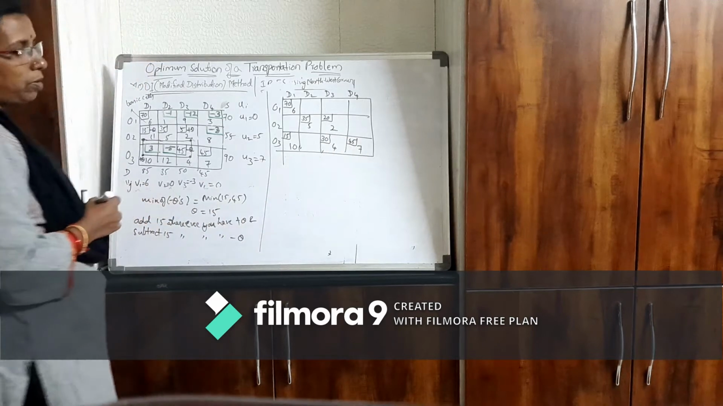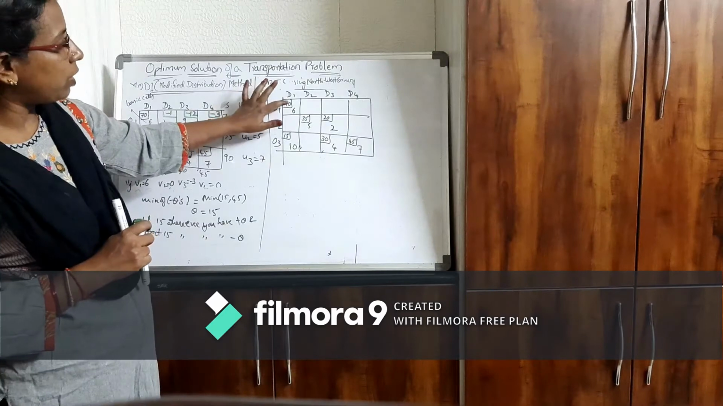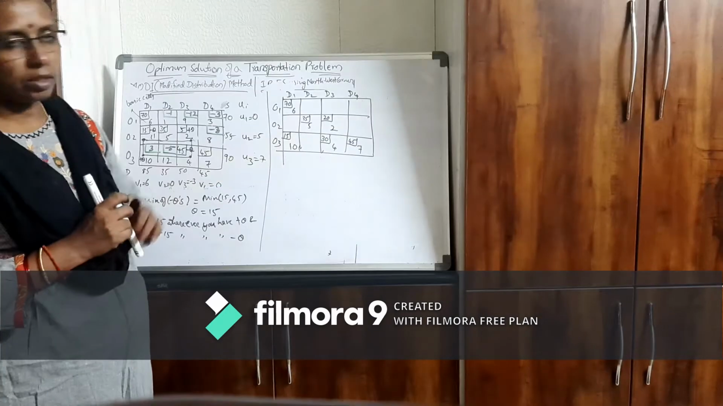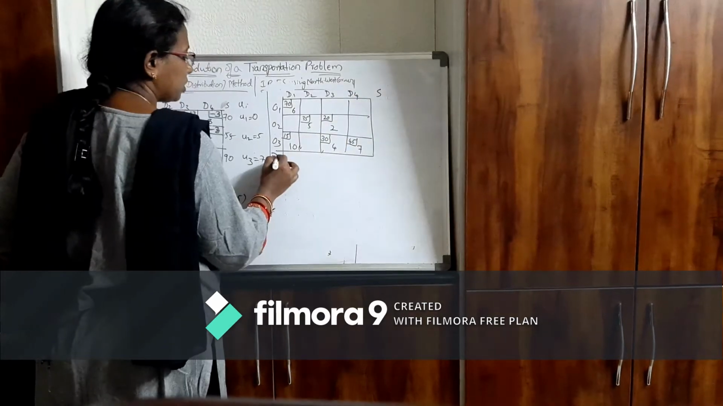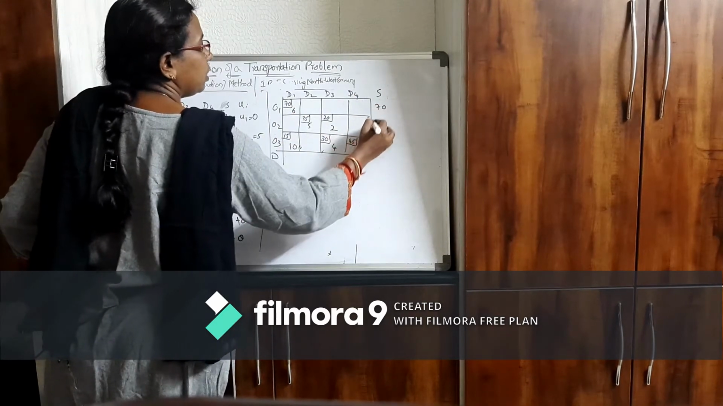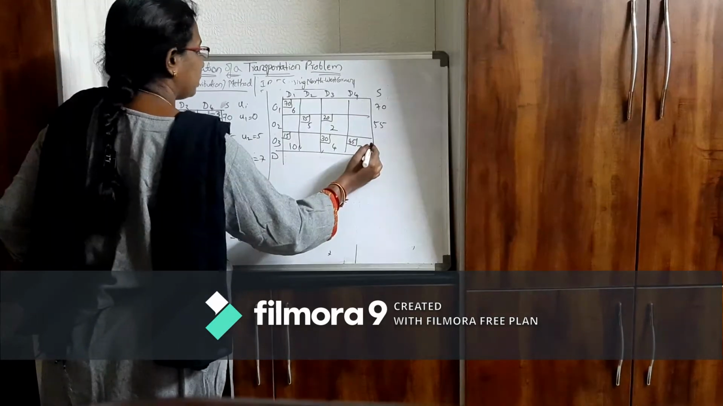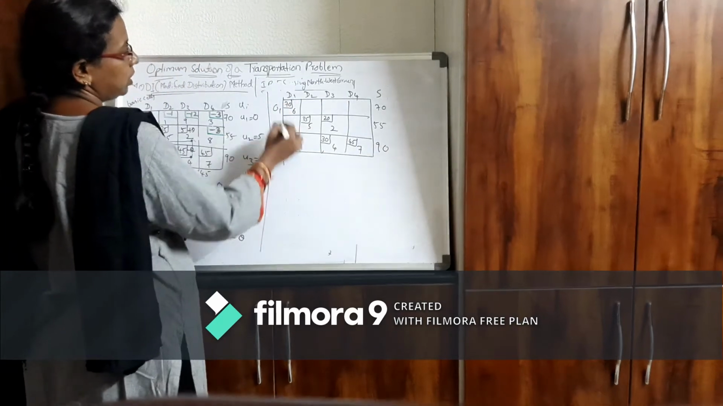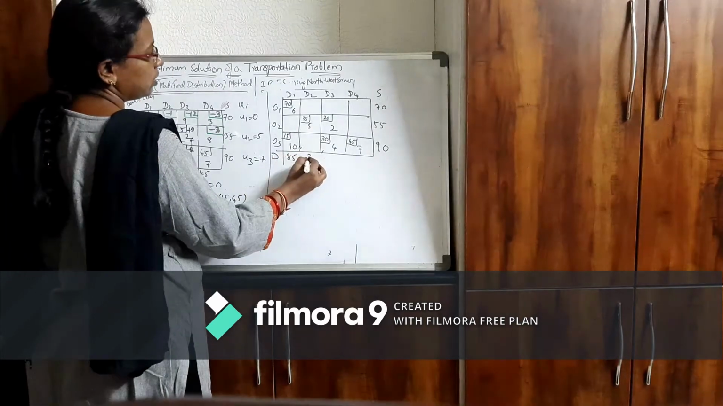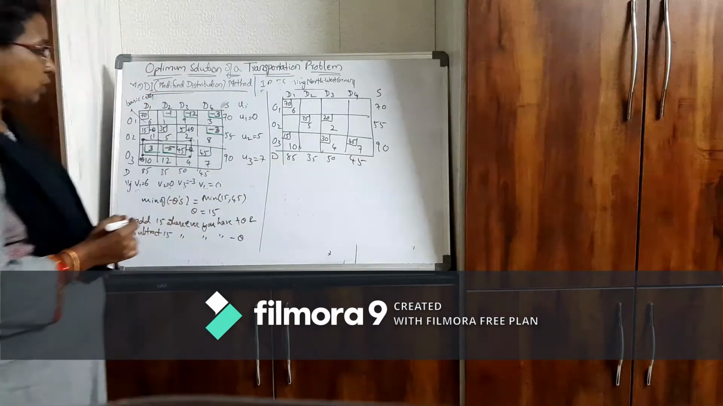So again check the number of allocations. You should have 6 allocations, m plus n minus 1. 1, 2, 3, 4, 5, 6. Again check the supply totals and demand totals. So this is 70, this is 55, 15 plus 30 plus 45 is 90. Column wise, 70 plus 15 is 85, this is 35, this is 50, this is 45. So we got the same values.